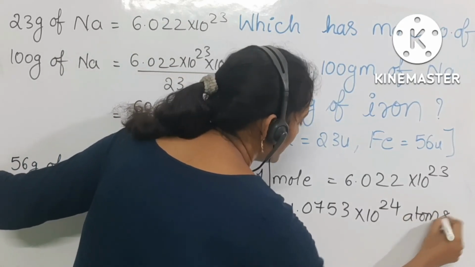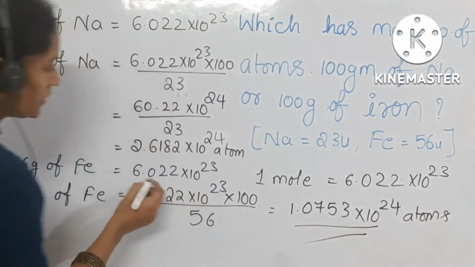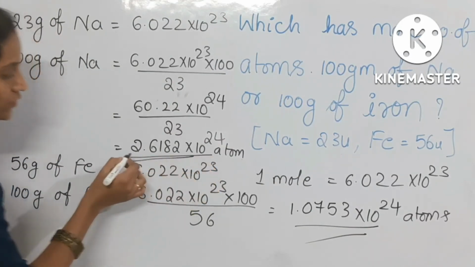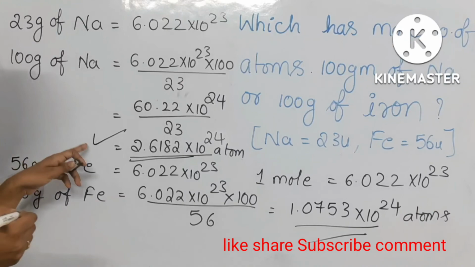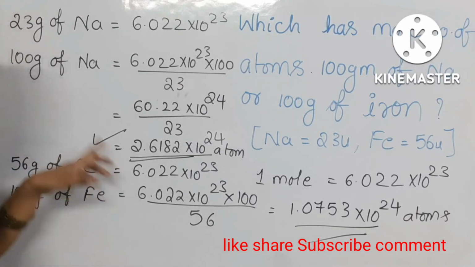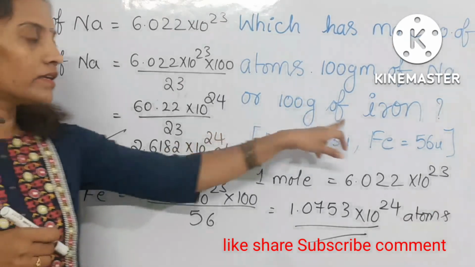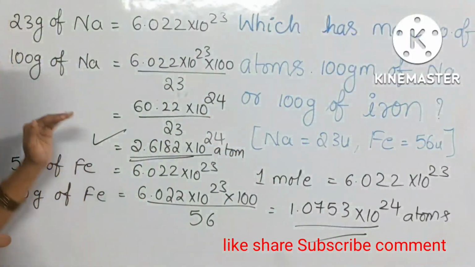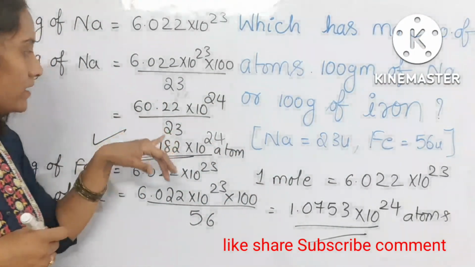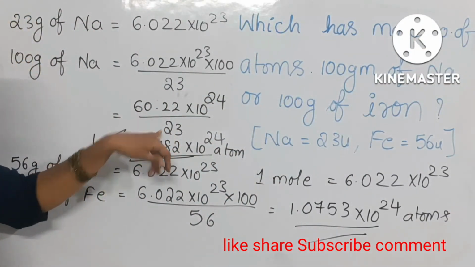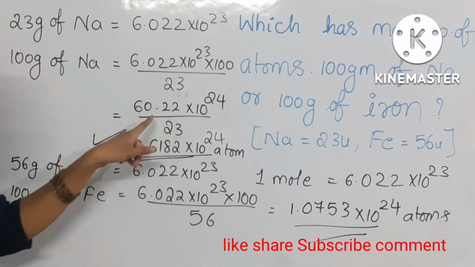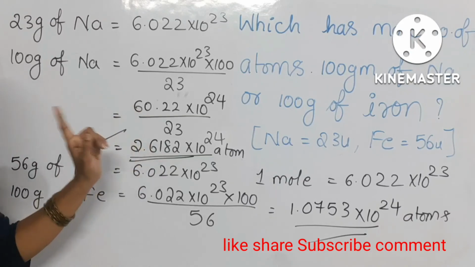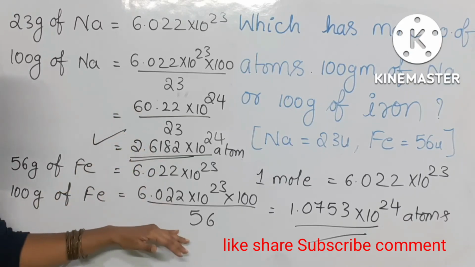So from these two numbers, which one is the highest? See, this one is the highest. So 100 grams of sodium has more number of atoms when compared to 100 grams of iron. By seeing directly, this is the smaller number and this one is the larger number. So directly you can tell this one has more number of atoms when compared to iron.